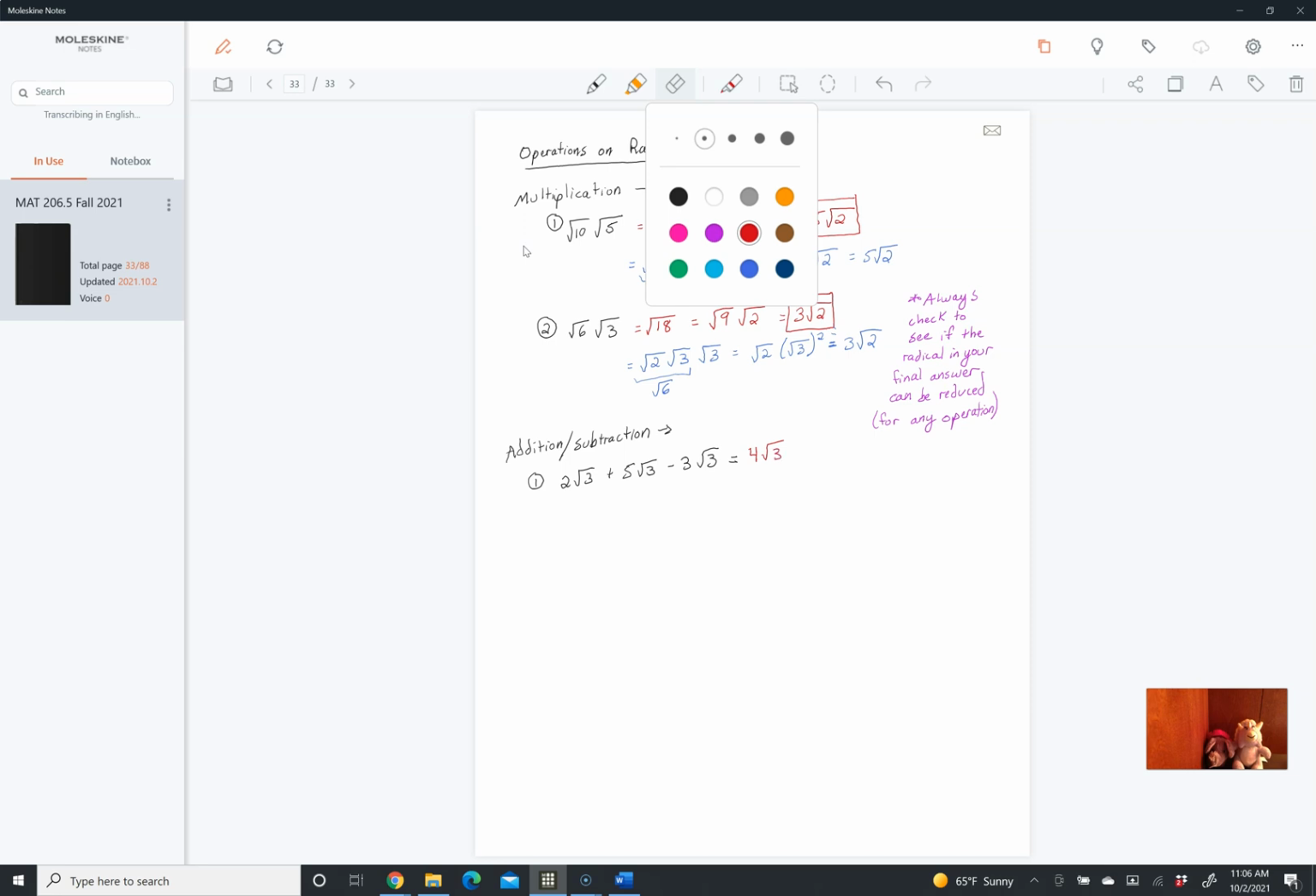Okay, so this is similar to 2x plus 5x minus 3x is equal to 4x. We're talking about combining like terms. So what we're doing is we're adding or subtracting the numbers outside the radical, which are called, those are our coefficients.